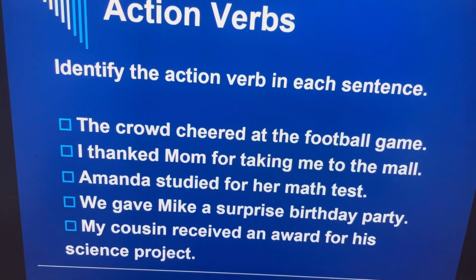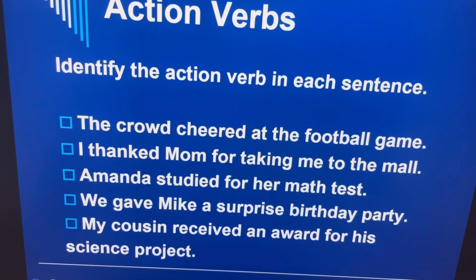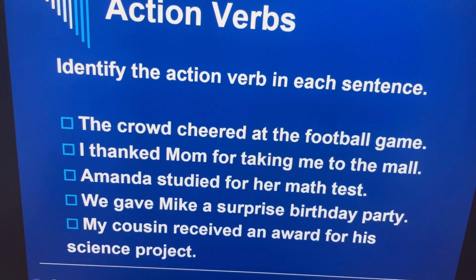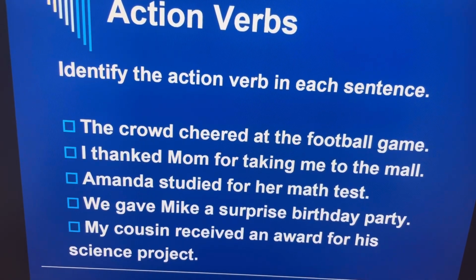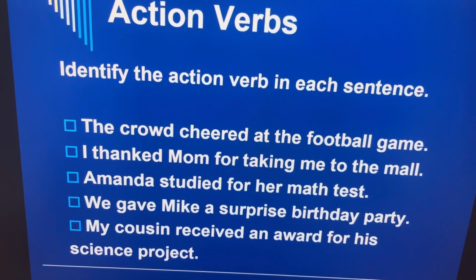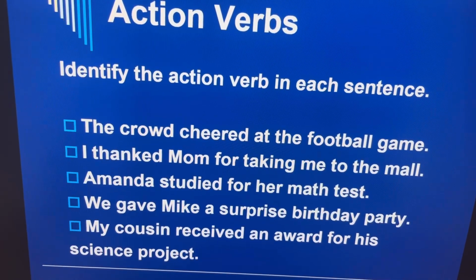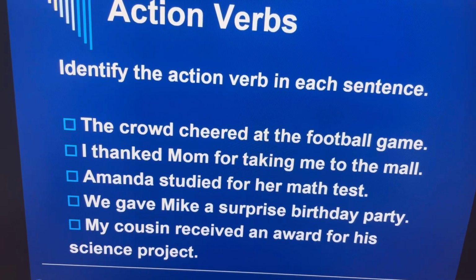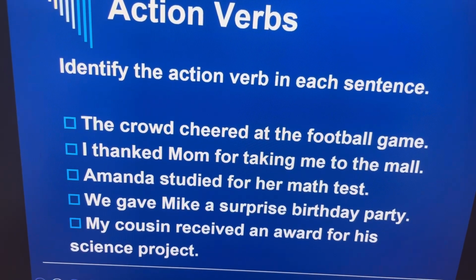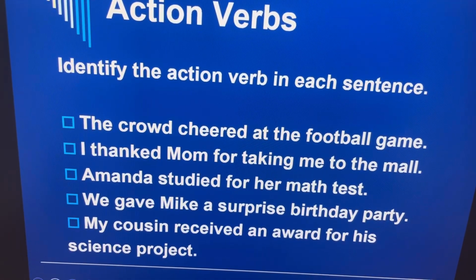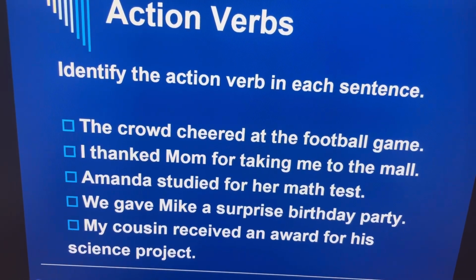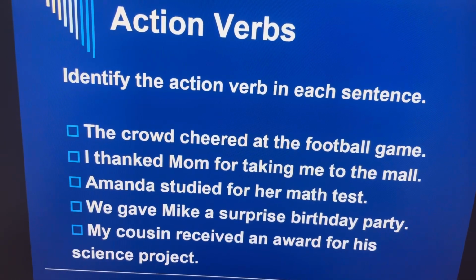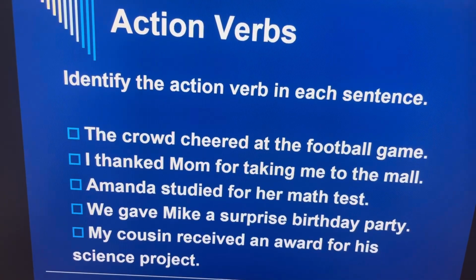Amanda studied for her math test. What did Amanda do? What action did she take? Studied. We gave Mike a surprise birthday party. What did we do? We gave Mike a surprise party. So here the action is gave. My cousin received an award for his science project. Here the action is received. So all these things you did in grade 1 and 2 about the action verb.